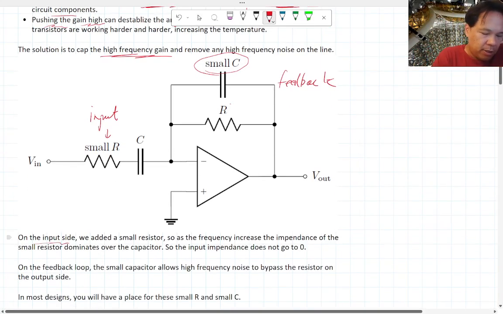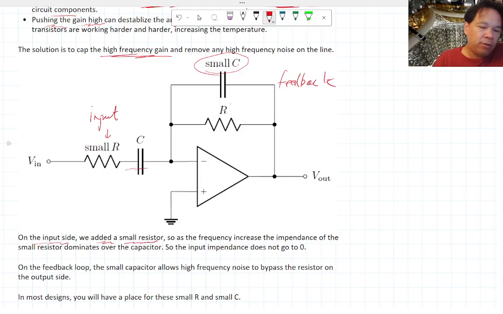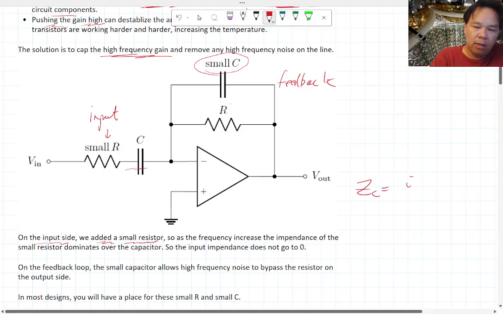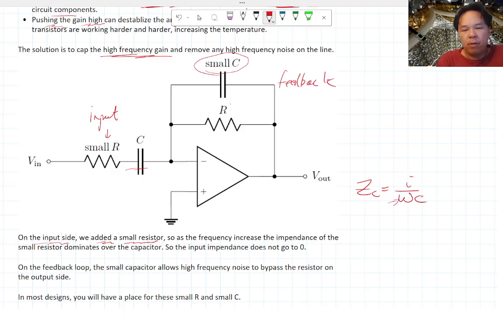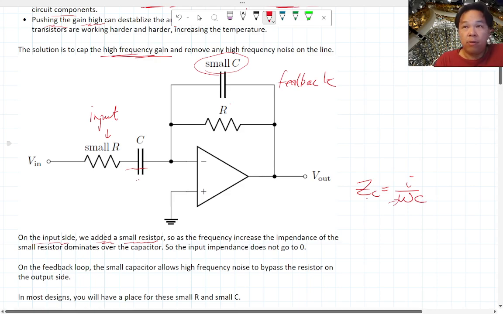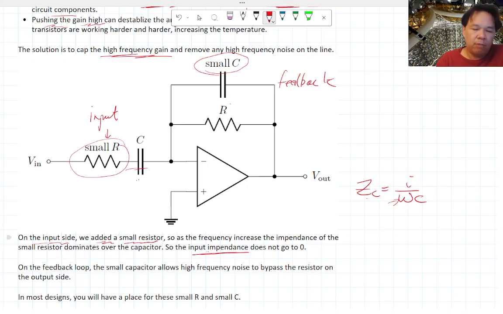Okay, on the input side, by adding this little resistor, as the frequency increases, remember that the impedance of a capacitor is 1 over i omega C. As this goes to a bigger and bigger number, the impedance on your capacitor gets smaller and smaller. This little R here basically makes sure that the input impedance, meaning the impedance for this current to go into this virtual ground, never actually goes to 0, because you don't want that, because then you're going to have some number R dividing by 0, which gives you infinite gain.